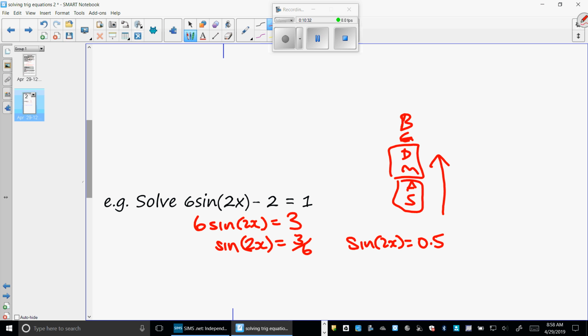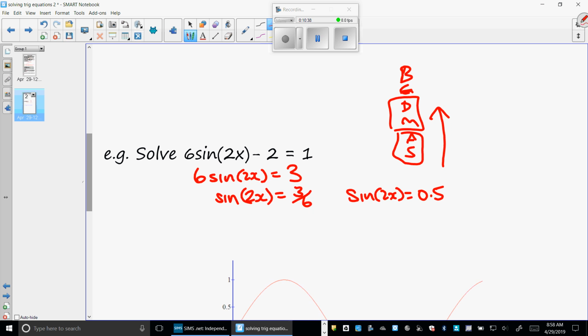Now, this one is a sine. So this is where I would use that method of saying, well, I'm going to change it now to say that sine A equals 0.5. I'm going to solve for A, but I know I'm going to have double the number of solutions.